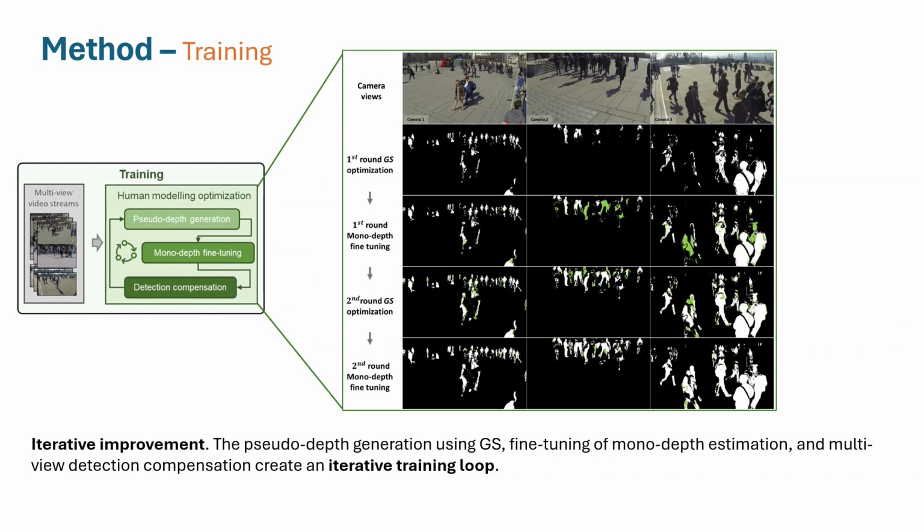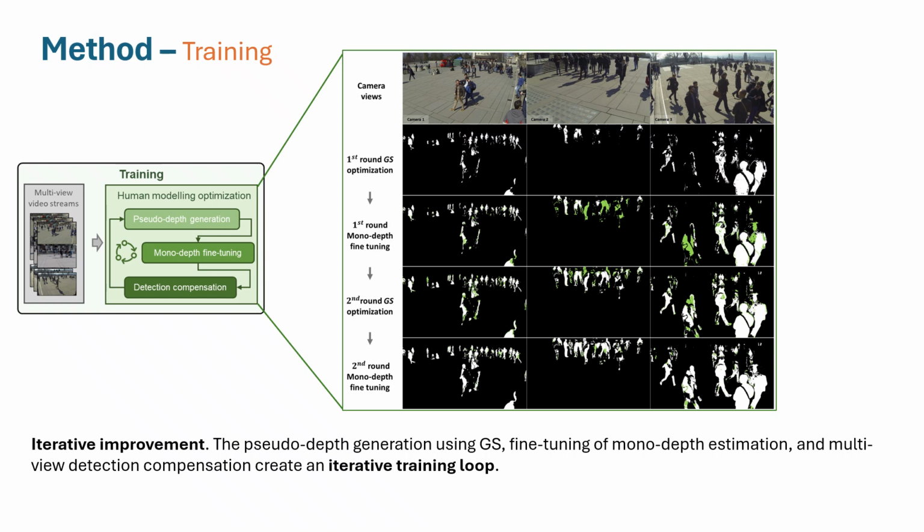The pseudo-depth generation using GIS, mono-depth fine-tuning, and multiview detection compensation form an iterated loop. The Gaussian optimization generates pseudo-depth labels to guide the mono-depth estimation, and the fine-tuned network updates the depth prediction, which serves as the next initialization for GIS optimization. Additionally, the refined depth improves detection, enhancing the GIS optimization.